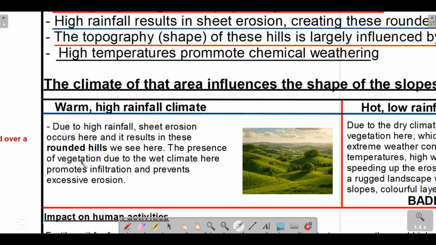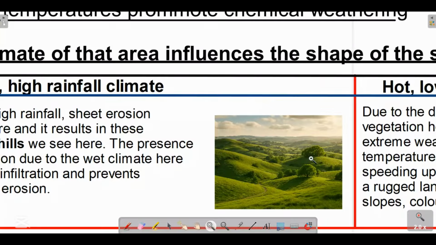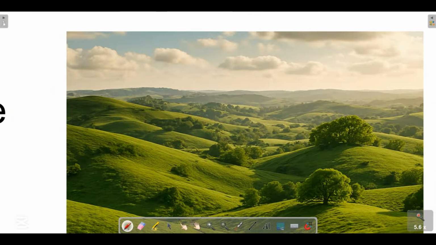The presence of vegetation due to the wet climate here promotes infiltration and prevents excessive erosion. So if you have a lot of vegetation due to the climate, when it rains, that rain will be infiltrated, or it can wash off down the hill. So that sheet erosion I talked about removes some of the material down the slope.